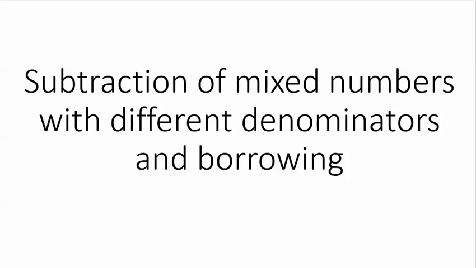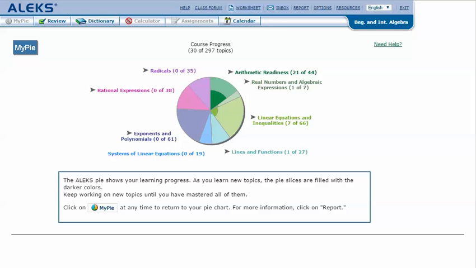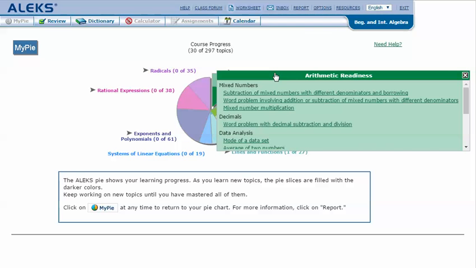Subtraction of mixed numbers with different denominators and borrowing. In your ALEKS pie, mouse over the green slice, Arithmetic Readiness, to reveal the drop-down list of topics you need to cover. Click on Subtraction of mixed numbers with different denominators and borrowing.